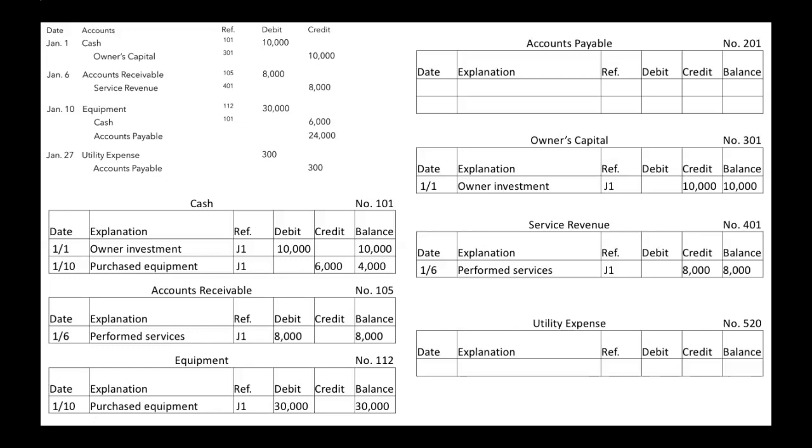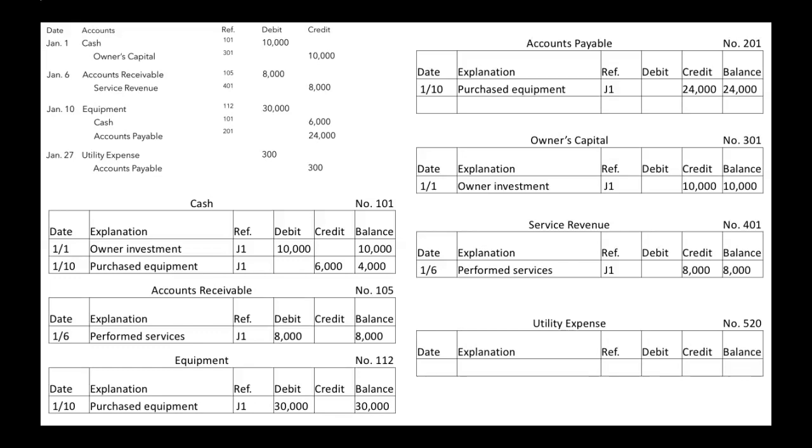Now we also credited accounts payable. So on January 10th, we purchased equipment, credit 24,000, which means that the balance in accounts payable is 24,000. And then for the references, again, J1 and account number 201.